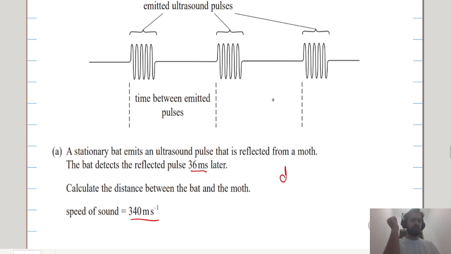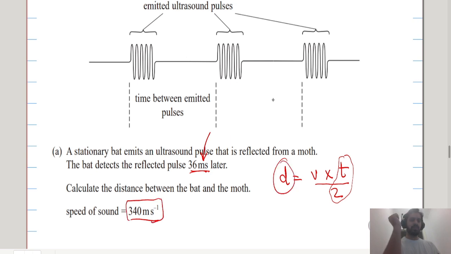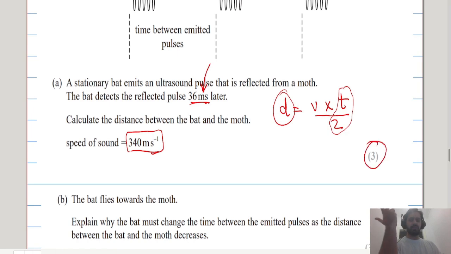So we will use our equation. Distance equals speed multiplied by time taken, but don't forget the 2 in the denominator because the distance will be twice. So we need to divide this time by 2. And that's it. You can just substitute the numbers. 36 milliseconds. Don't forget to change these units. You need to convert milliseconds into seconds. And speed is given, so you will get distance. And that's it. You see, 3 marks.